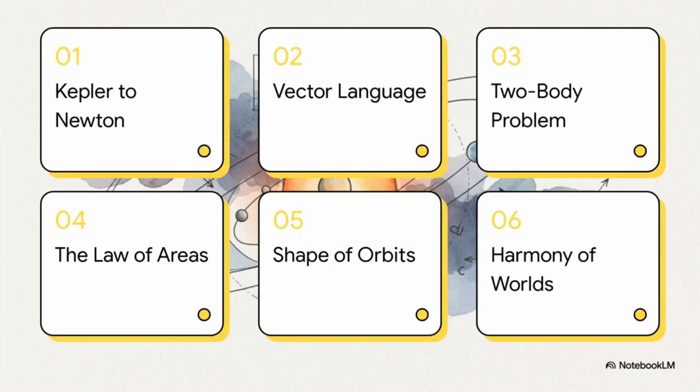So here's our game plan. We'll proceed in a very logical order. First, we have to establish our mathematical framework. That means getting comfortable with the language of vectors. Then we'll define the classic two-body problem. And from there, we'll derive Kepler's law of areas, figure out the shape of the orbits, and finally, prove the harmony of worlds. You'll see how each law is a direct logical consequence of Newton's theory of gravity.